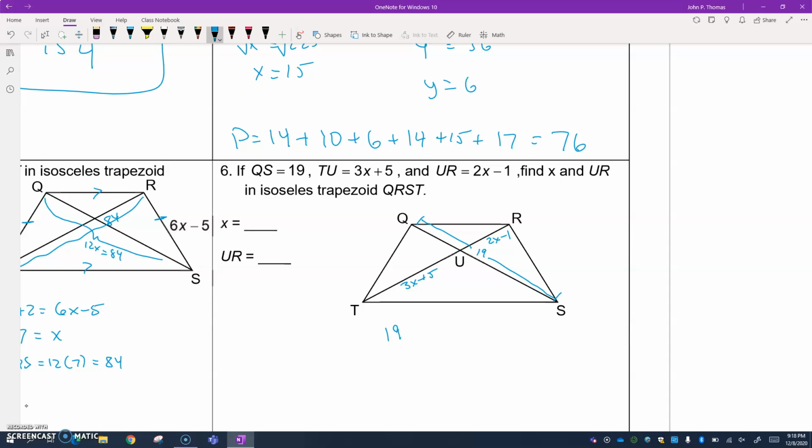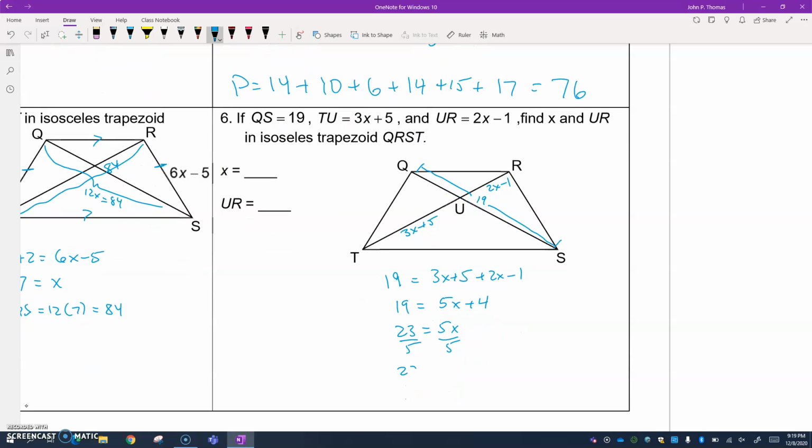So I'm going to take the diagonal we know is 19 and set that equal to the sum of the two pieces that form the other diagonal, the 3x plus 5 and the 2x minus 1. So I've got 19 equals 5x plus 4. I'm going to add the 4 over, so that's 23 equals 5x, and we'll divide both sides by 5. That is 23/5 for x.